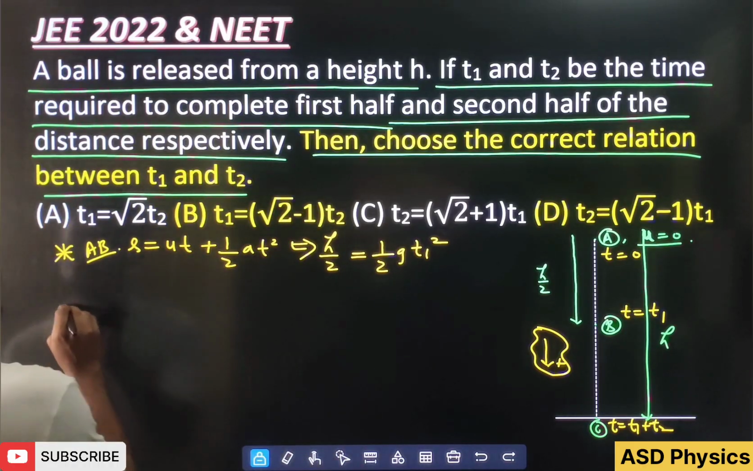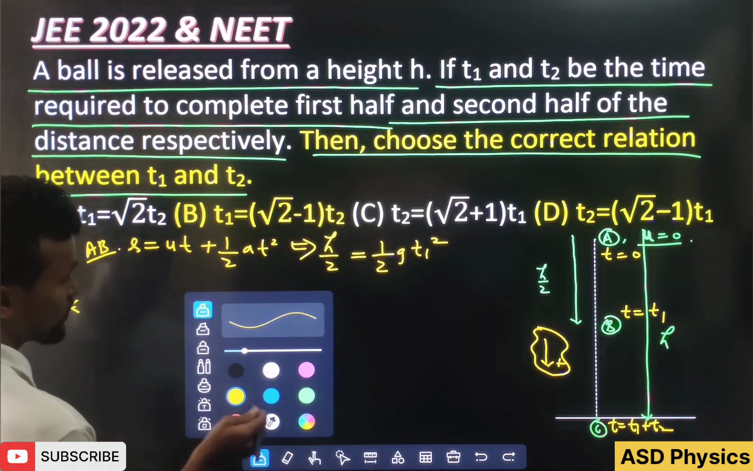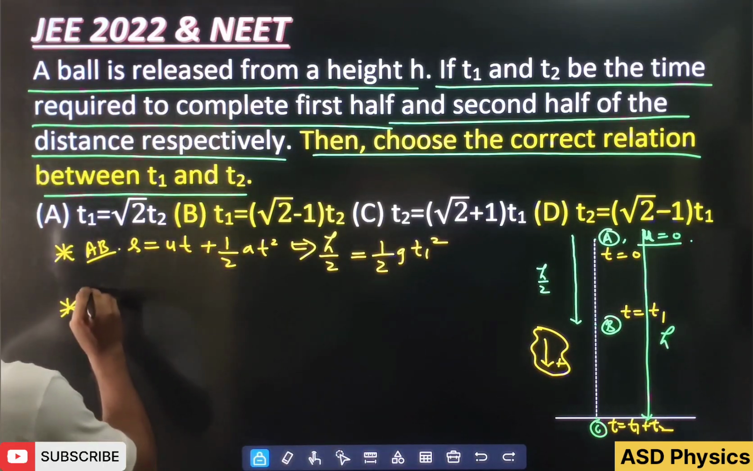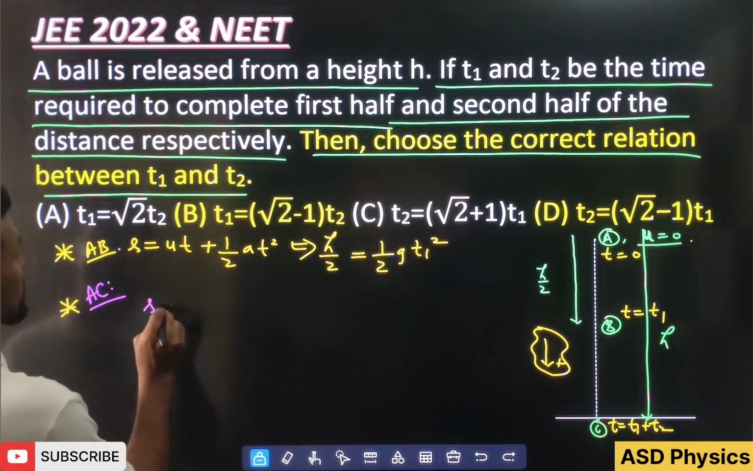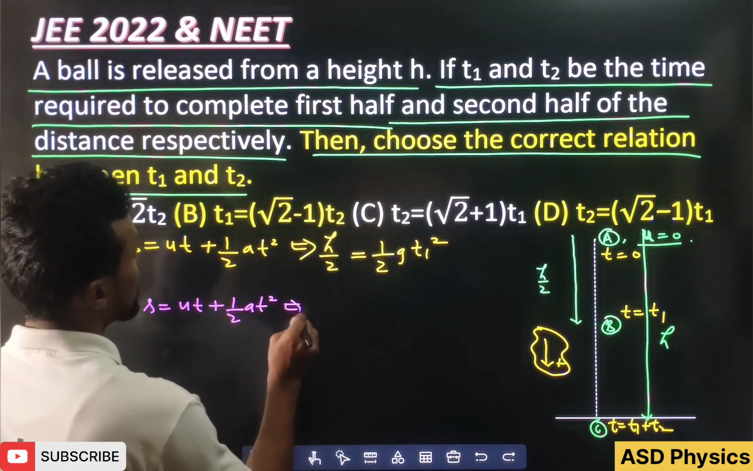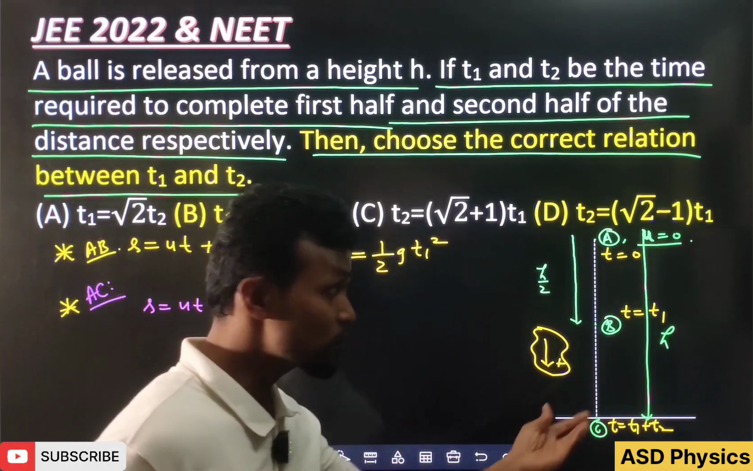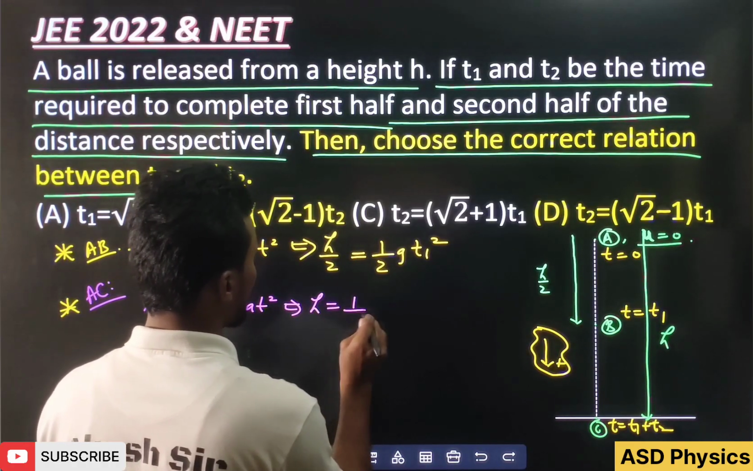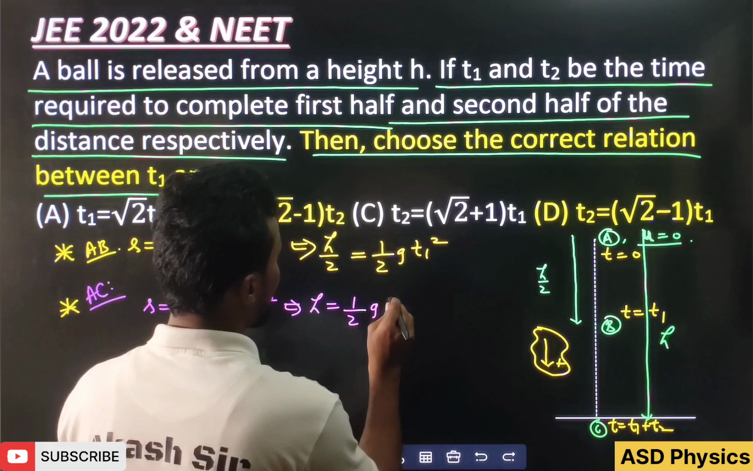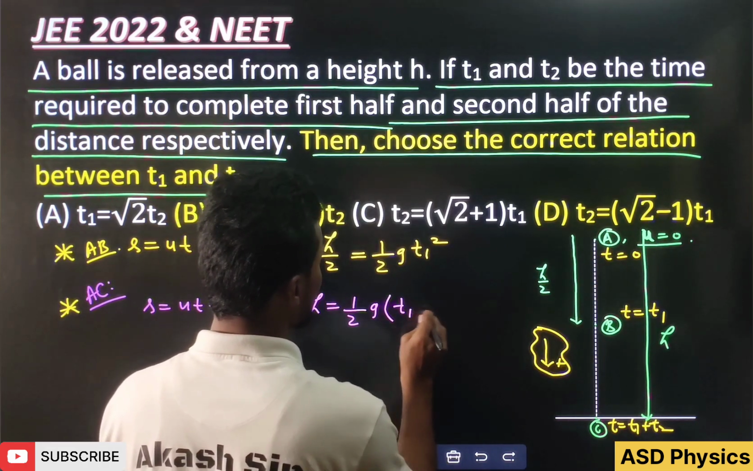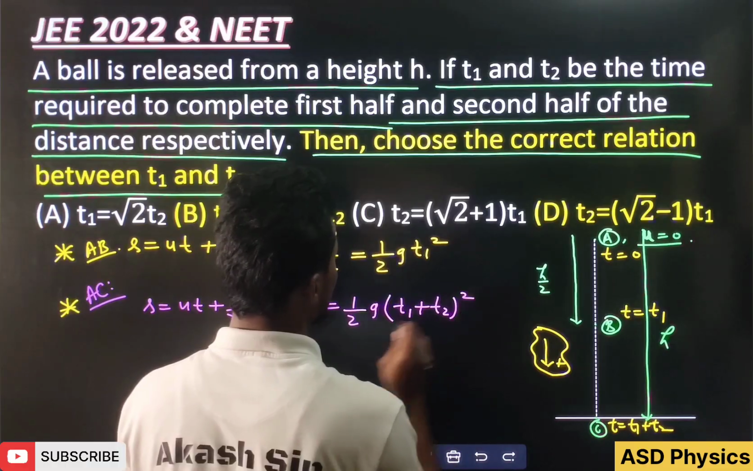Correct? Similarly, for the next one I am going to use A to C. Again, see this equation, S equal to ut plus half at square. Then what will happen here? Think please, A to C, how much total? H. So H equal to half g, and the total time here is T1 plus T2, A to C. So T1 plus T2 whole square.